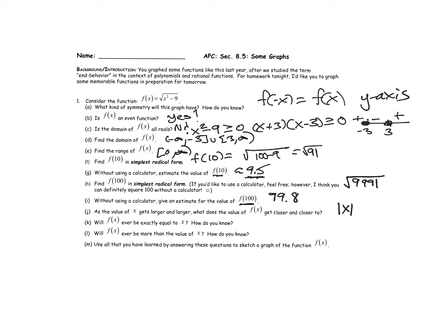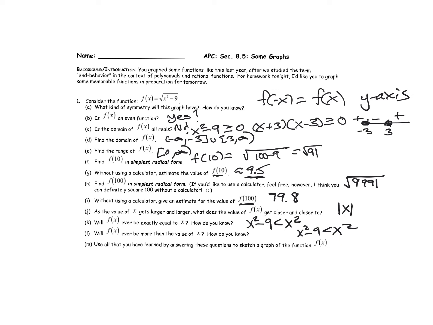And then will f of x ever be exactly equal to x? Well, it can't be, because inside the square root, I'm always having x squared minus 9, which is always going to be less than x squared. Same is true for can the value of f of x ever be more than the value of x, and that also can never be the case because x squared minus 9 is always less than x squared.